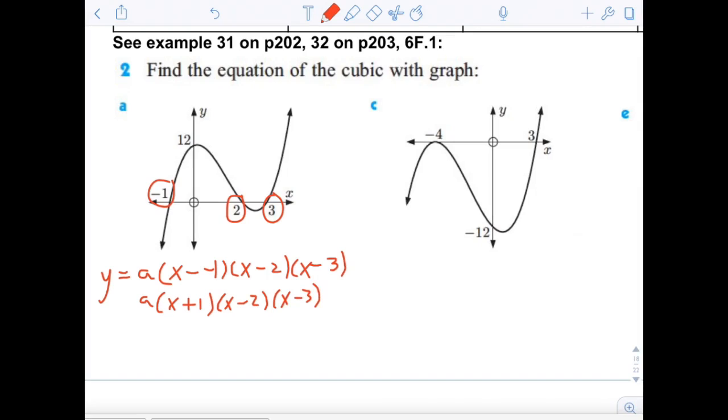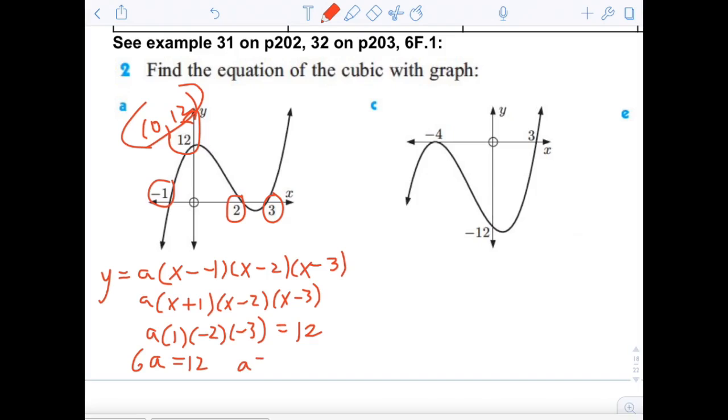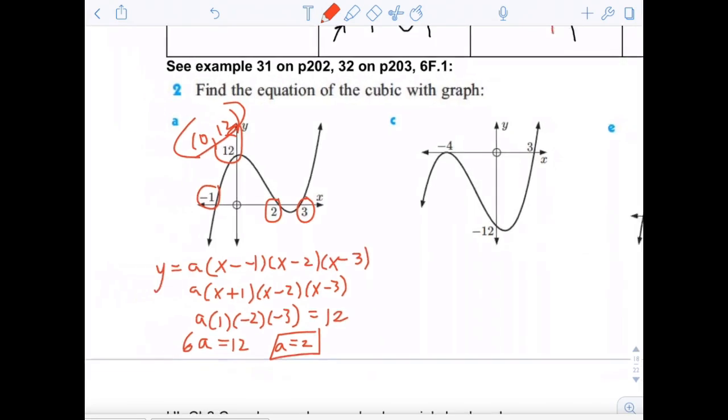And we know that one of the points is (0, 12). So if we put 0 in for x, it would be a times 1 times -2 times -3. If we multiply all that together, we'll get the y value of 12. So a times 1 times -2 times -3 is 6a equals 12. Then a is equal to 12 divided by 6, which is a equals 2. Okay?